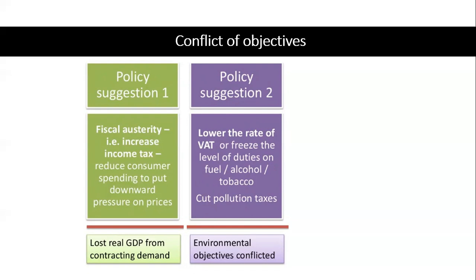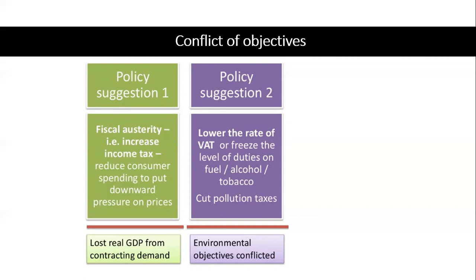Let's look at another policy suggestion. What happens if we lower the rate of tax? So this is the opposite effect. If we lower the rate of tax or freeze the level of duties on fuel, alcohol, tobacco, what happens if we were to cut pollution taxes? Well, first of all, if you look at spending, if you were to reduce taxation, it increases disposable income.